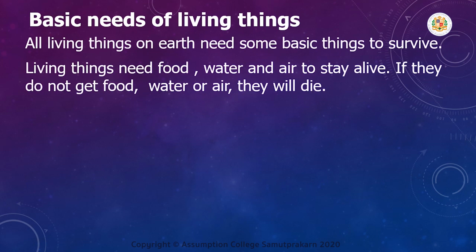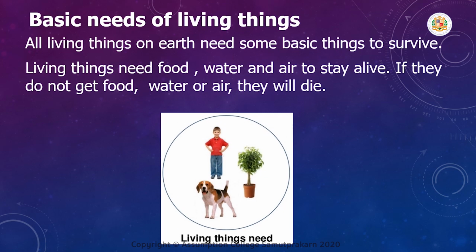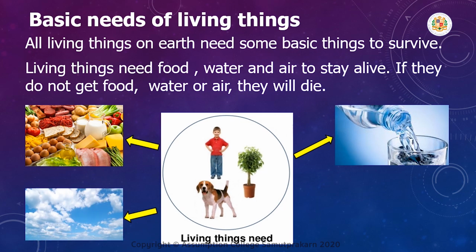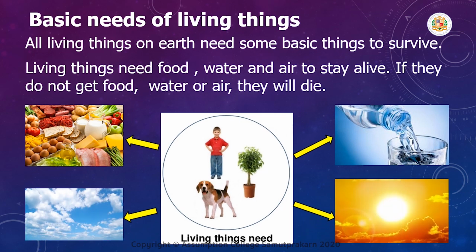All living things on earth need some basic things to survive. Living things need food, water, and air to stay alive. If they do not get food, water, or air, they will die. Living things need food, water, air, and sunlight. These are the basic things to make living things survive.